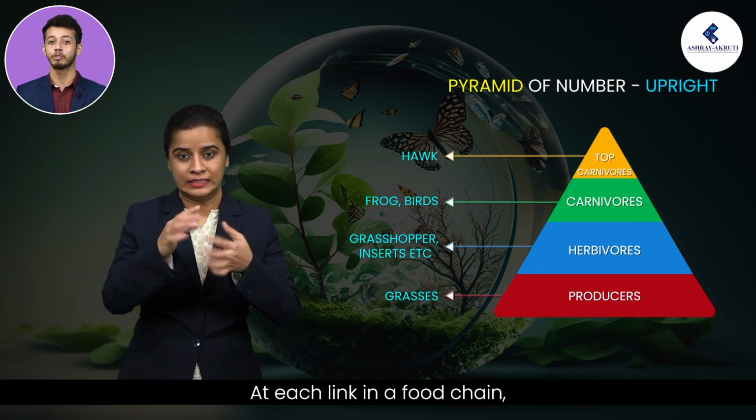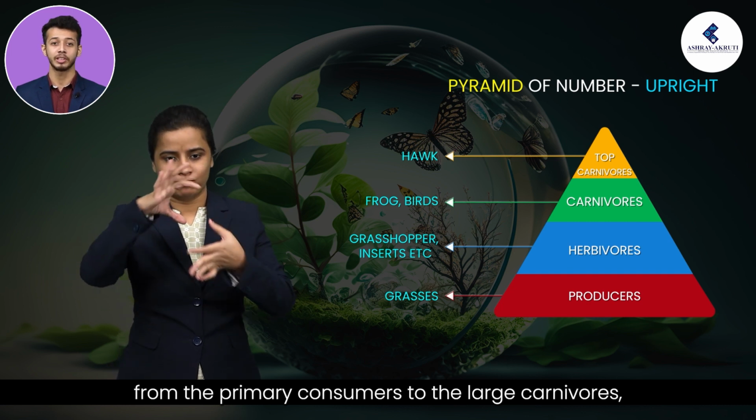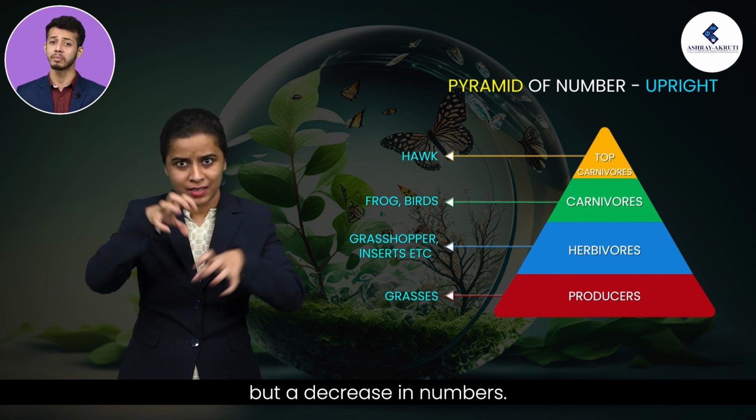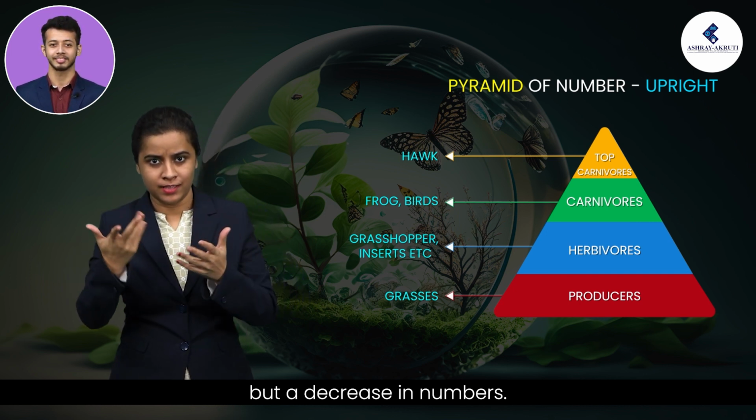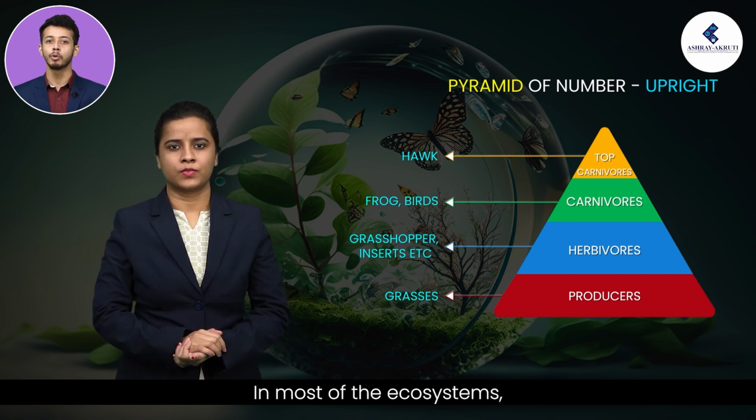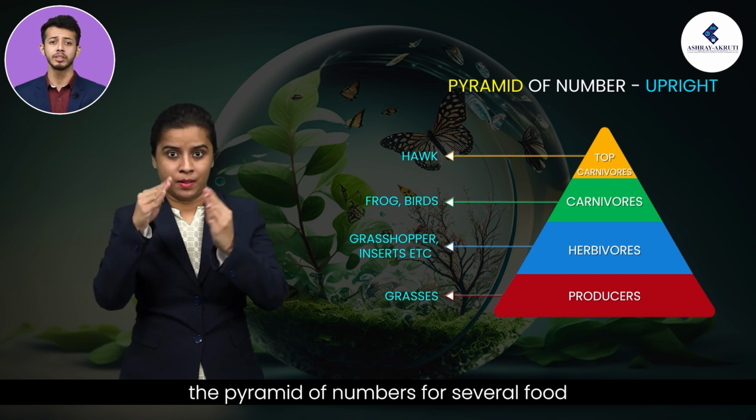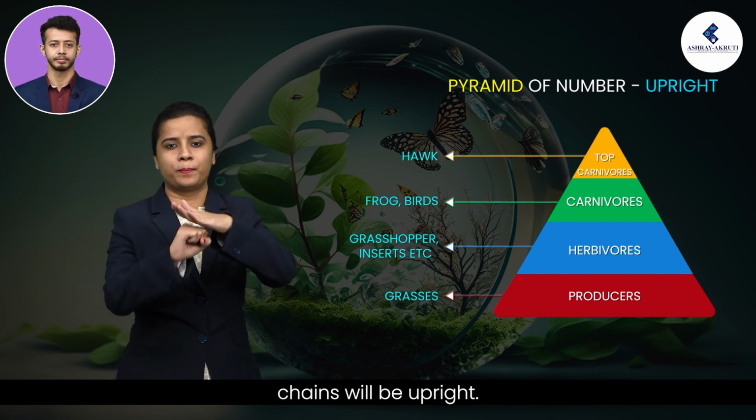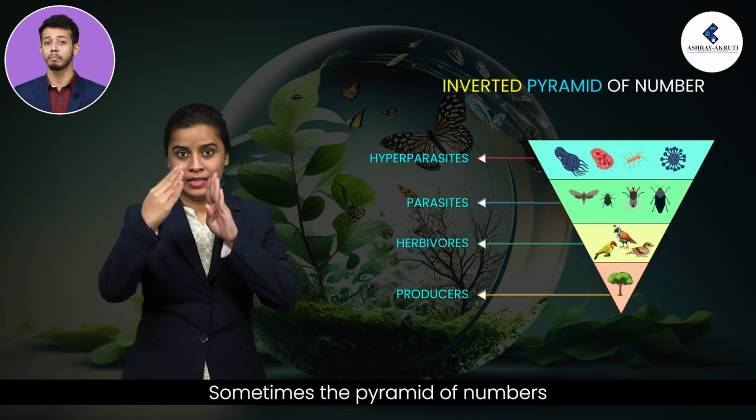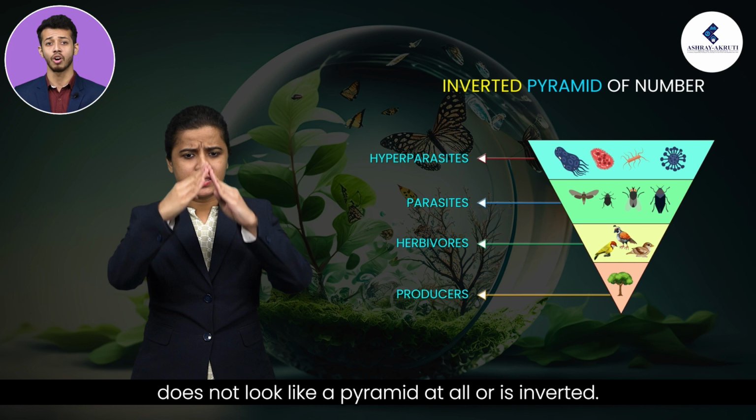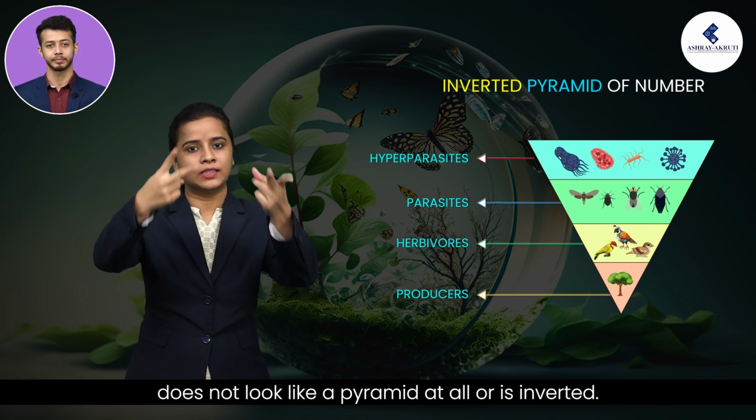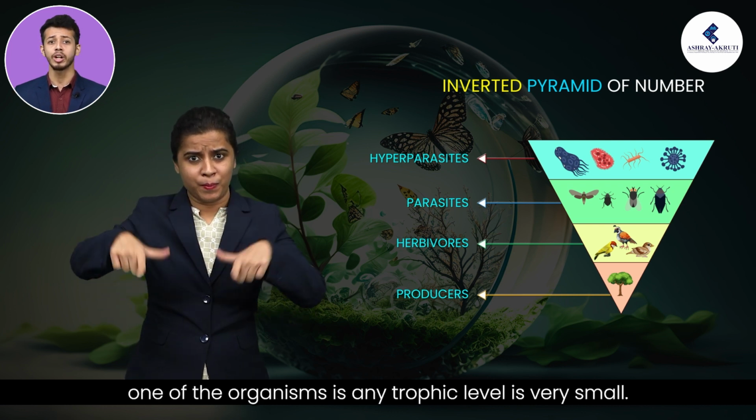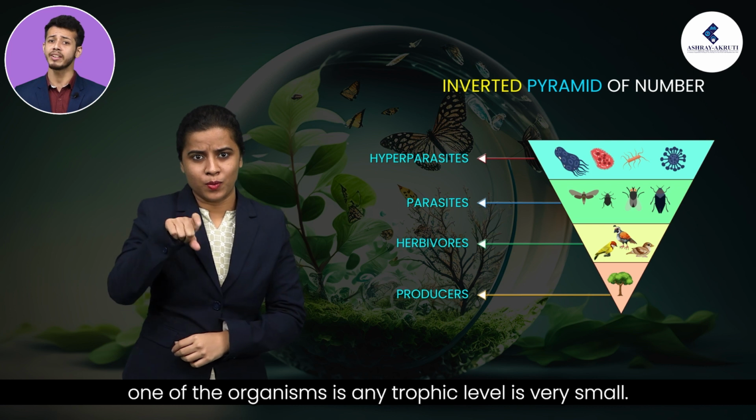At each link in a food chain, from the primary consumers to the large carnivores, there is an increase in size but a decrease in numbers. In most ecosystems, the pyramid of numbers for several food chains will be upright. Sometimes the pyramid of numbers doesn't look like a pyramid at all or is inverted. This could happen if the producer is a large tree or if one of the organisms at any trophic level is very small.